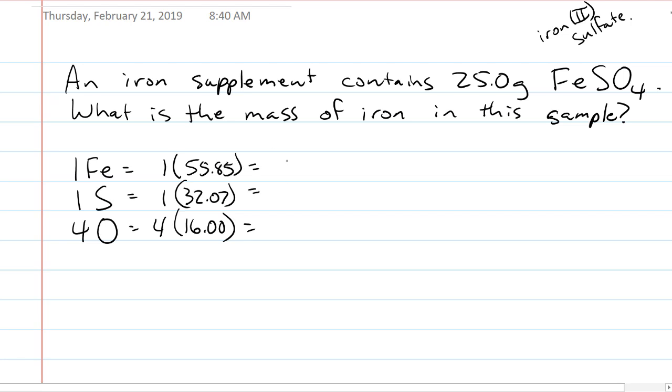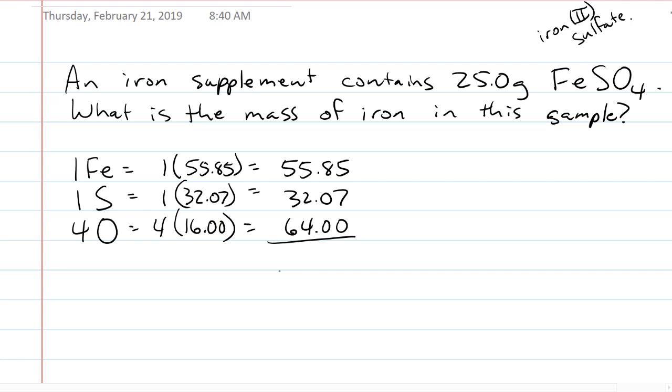So we'll multiply each of these through. We'll have 1 times 55.85, which is 55.85. 1 times 32.07, which is 32.07. And 4 times 16, which is 64, and of course 64.00 considering significant figures. We then sum these together. We get 151.92.